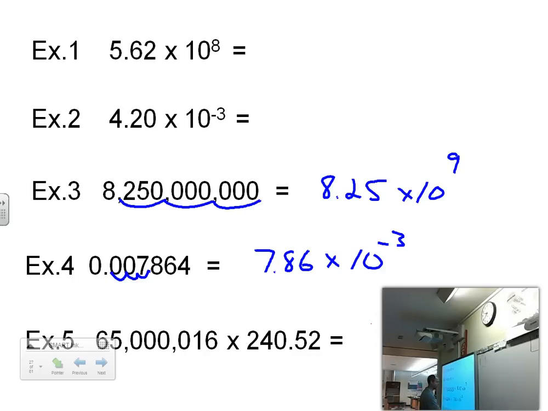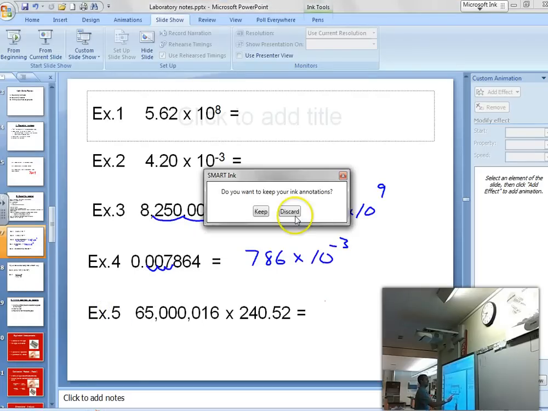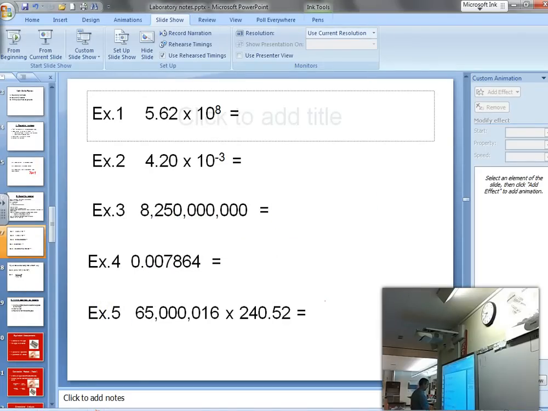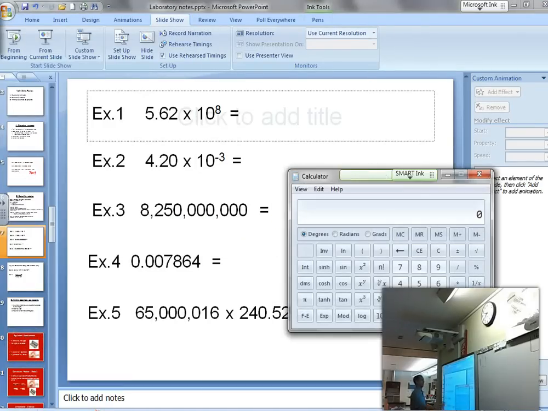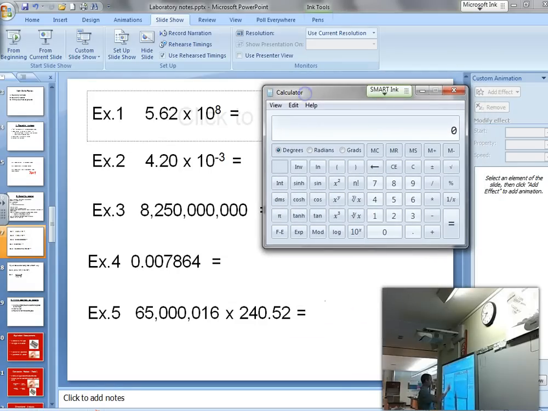Go ahead and grab your calculator. We want to do a couple calculations using scientific notation. So I'll pull up mine while you pull up yours. This is where sometimes we get in trouble because our calculator throws out all these numbers and we don't know what to do with it. So 65,000,016, make sure you type it in carefully. Your calculator is only as good as the numbers that you type in, times 240.52. Okay? So there's my number, big honking, that's scary. I'm going to ask you to put that in scientific notation. Okay?